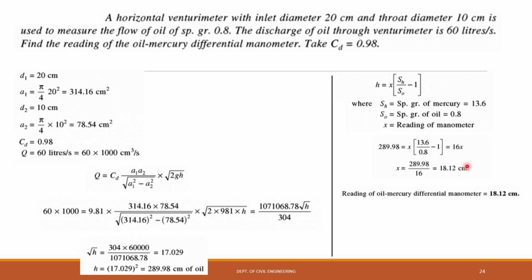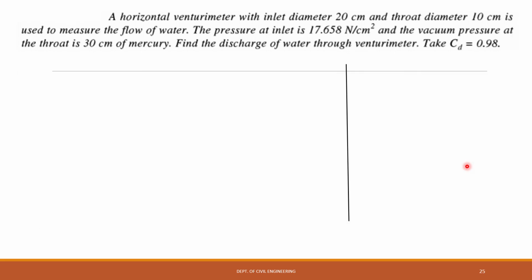So this is another type of problem. Then next problem: a horizontal venturimeter with inlet diameter 20 cm and throat diameter 10 cm is used to measure the flow of water. So what is inside the pipe? Water is flowing through the pipe. The pressure at inlet is 17.658 Newton per centimeter square, and the vacuum pressure at the throat is 30 centimeter of mercury.